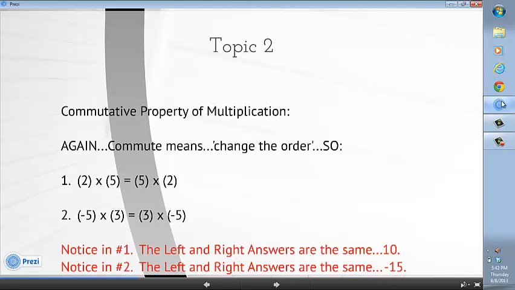Again, if you look at the results of the left and right side for each equation, they're identical. The example 1 result is 10 equals 10. And the example 2 result is negative 15 equals negative 15.